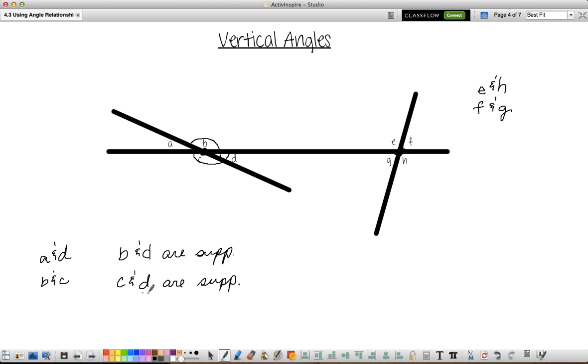Since D can only be equal to one thing, and I know that B plus D equals 180, and I know that C plus D is equal to 180, it's safe to say that B plus D has to be the same thing as C plus D, and I can cancel both of these pieces out. So I know that since D has to be the same thing, B has to be equal to C. Because whatever you add to D, there's only one number that you can add to D to get 180. So because of this, I know that vertical angles are congruent.